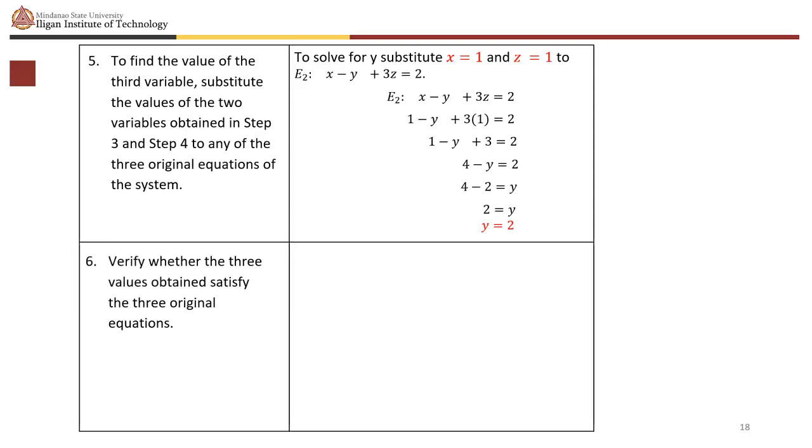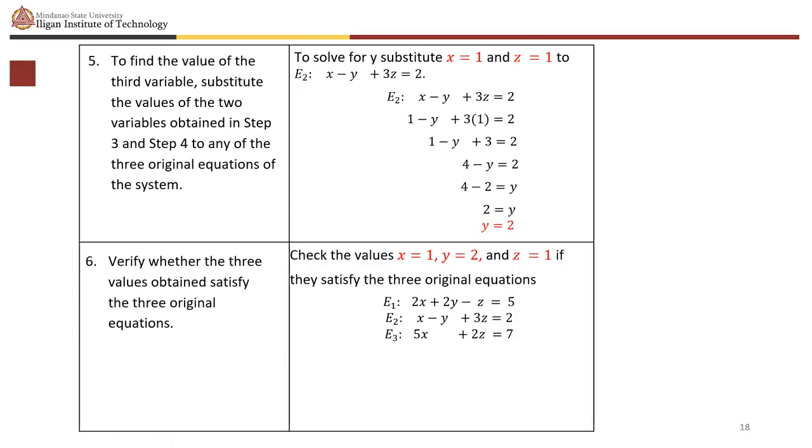Now verify whether the three values obtained satisfy the three original equations. So check the values x equal to 1, y equal to 2, and z is equal to 1 if these satisfy the three equations. So the original equations are as follows. E1 equals 2x plus 2y minus z equal to 5. Our E2 is x minus y plus 3z is equal to 2. And E3 is 5x plus 2z is equal to 7.